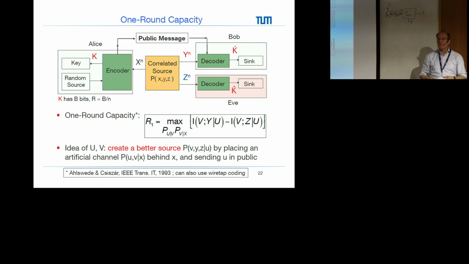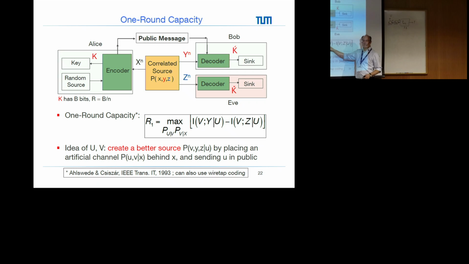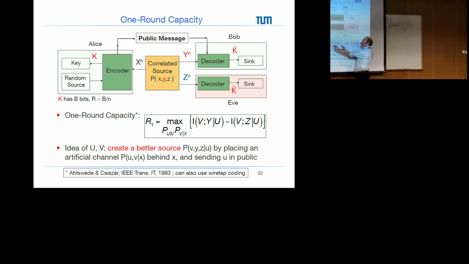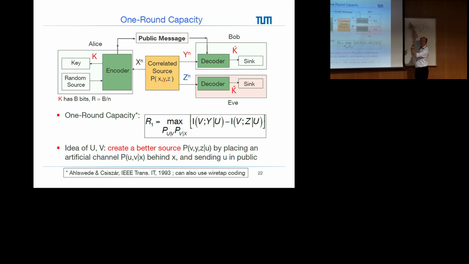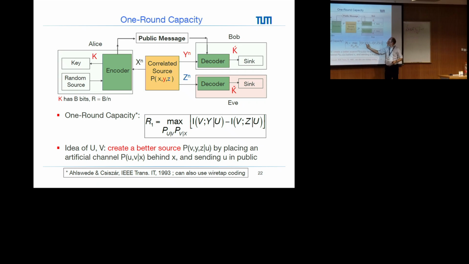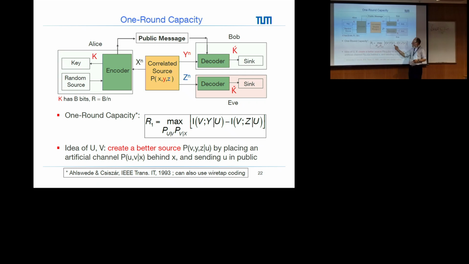What you're trying to do is create a new channel. What's sophisticated about it is that not only do you replace X with V, but you also replace Y with YU. Because I can add here I of U, V, and then I would get I, Y, U, V, and here I can subtract I, U, V, and I would get I, V, Z, U, right? And so effectively, the idea here is you generate both these, and then you send U in public. And by sending U in public, you create a YU and a ZU, and by having the V, you're just creating a new source from X to V.